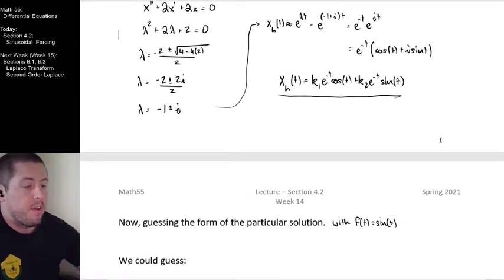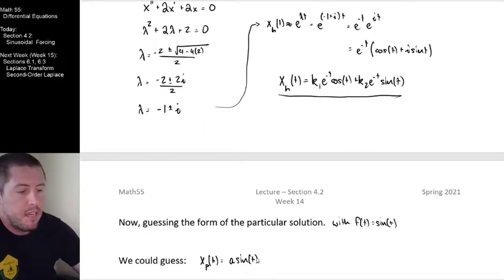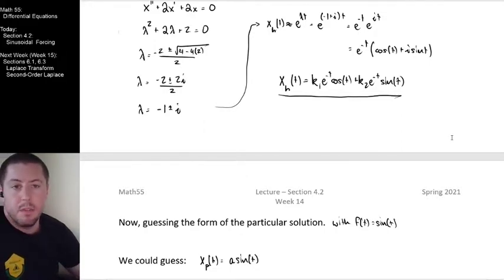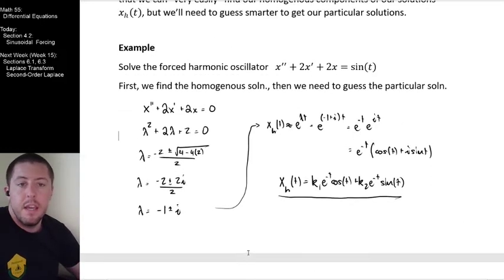So it seems very reasonable that our very first guess would be that our particular solution should be something like a times the sine of t. All right, that seems like a reasonable and upfront guess. But here's what's going to happen. If we guess our particular solution to be something like sine of t, then up here we're going to get that this is 2 times sine of t, and this is going to be 2 times cosine of t.